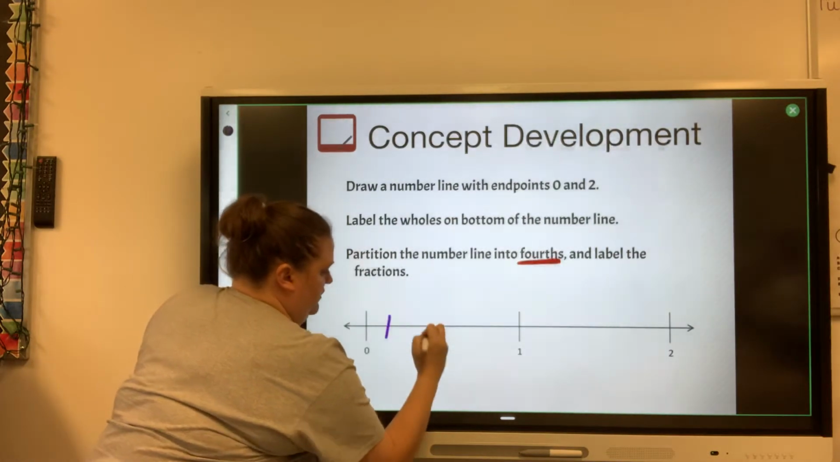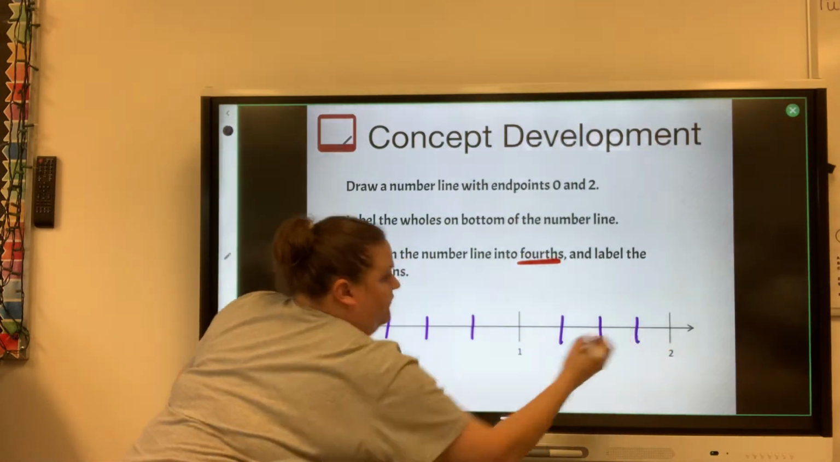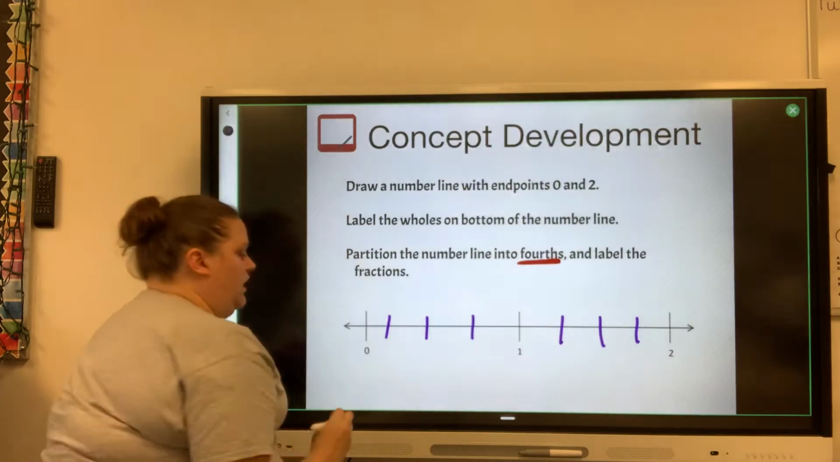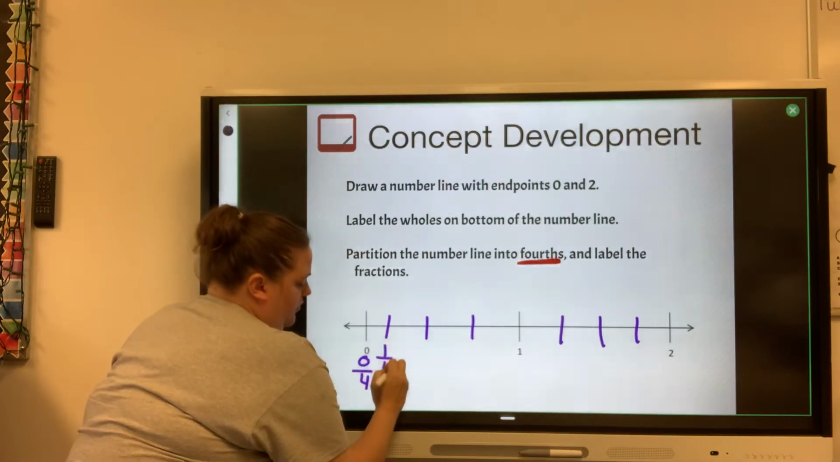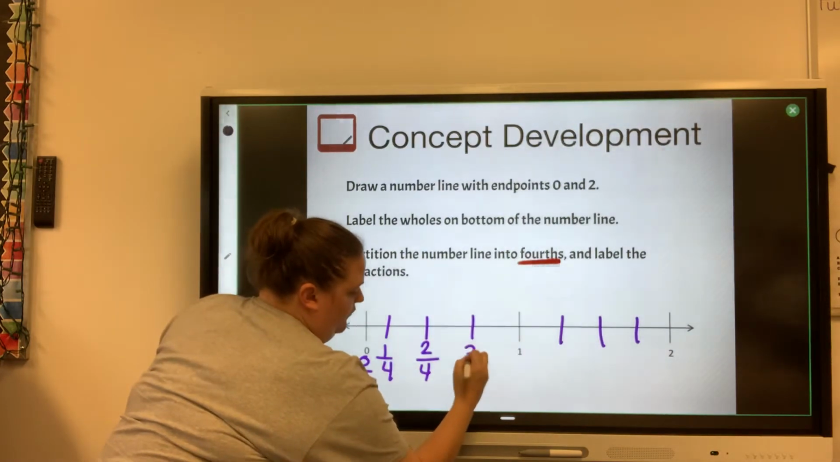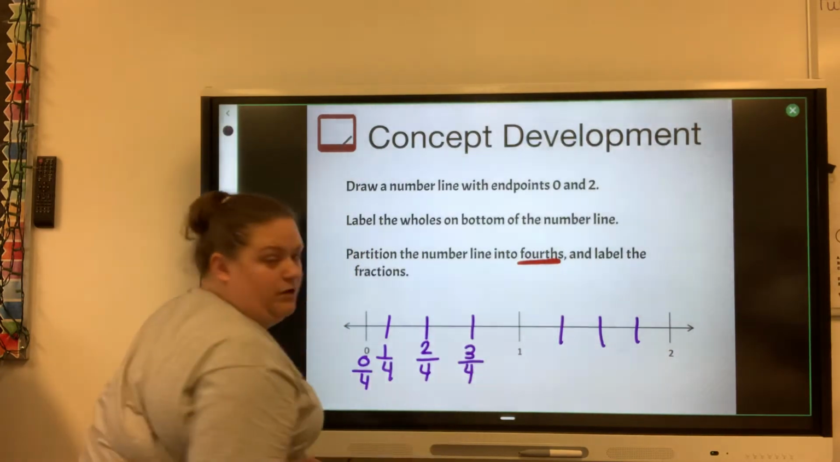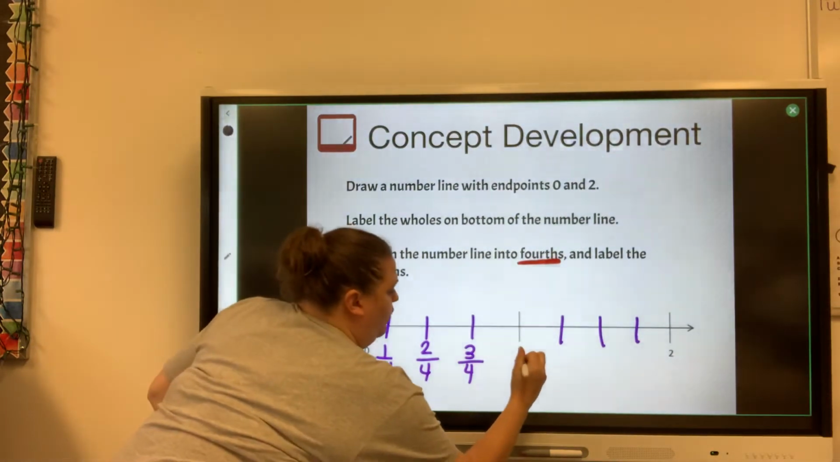So 1, 2, 3, 4, 1, 2, 3, and 4. So when we're partitioning it, we're gonna have 0 fourths, 1 fourth, 2 fourths, 3 fourths. Now, if you have a whiteboard or a piece of paper and you want to do this with me, feel free, or you can watch me do the work.